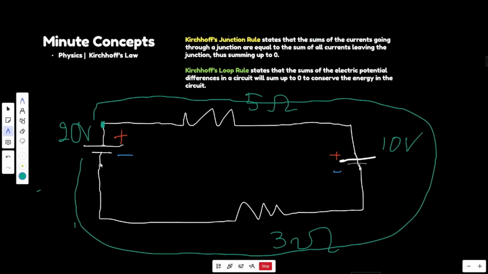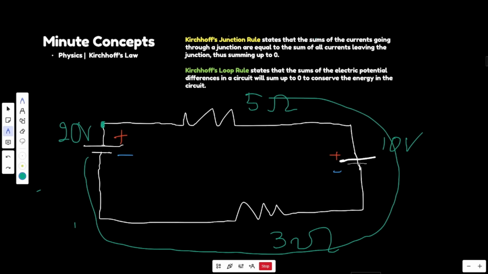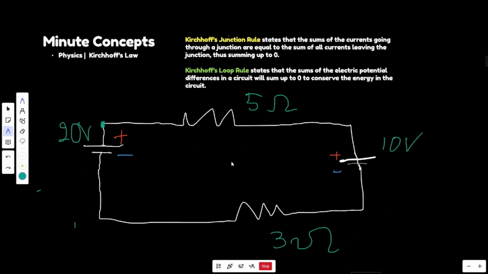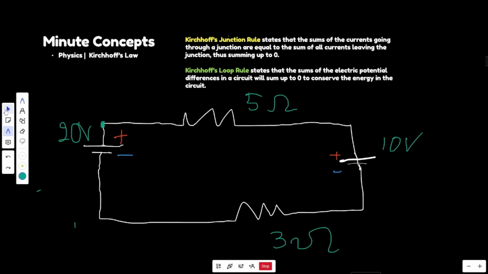This is the conventional way of current. On the other hand, if we choose to go the other way, this would be a positive change in potential. So really it depends on you where you want to start. However, I prefer going from positive to negative so that we can follow the conventional flow of current.